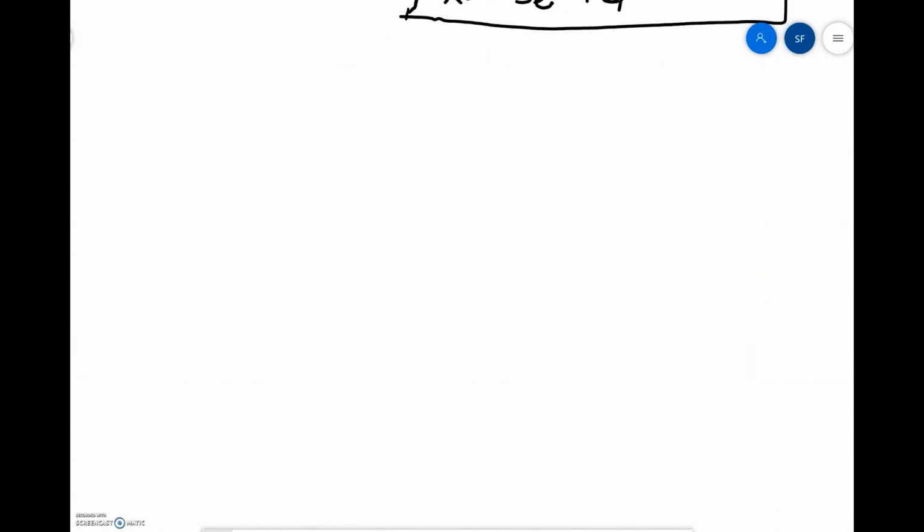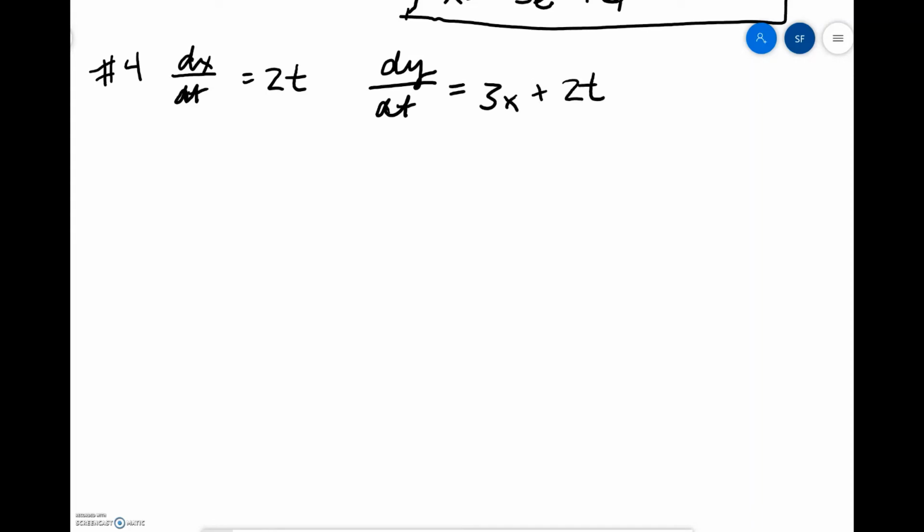Let's do another example. This is number 4 out of your book. This is actually a system of 3 equations. So dx/dt is 2t, dy/dt is 3x plus 2t, and in this case, dz/dt is x plus 4y plus t.